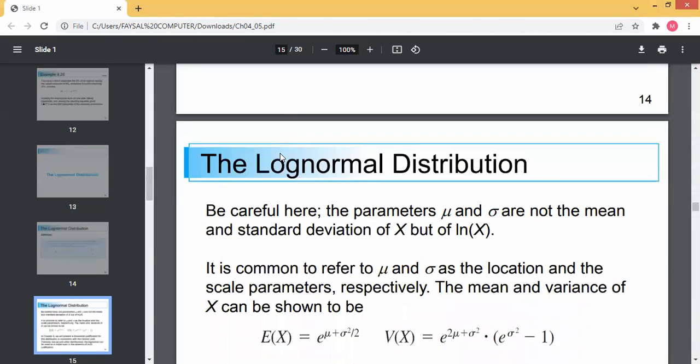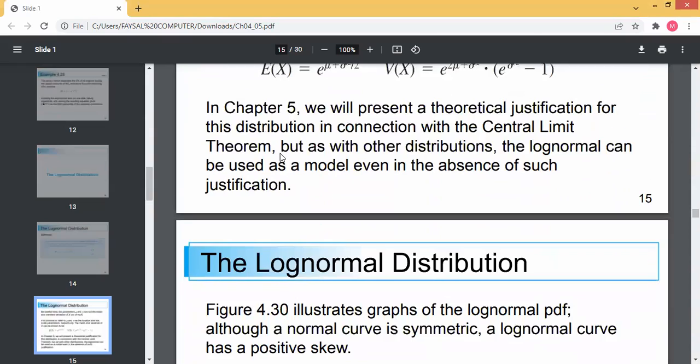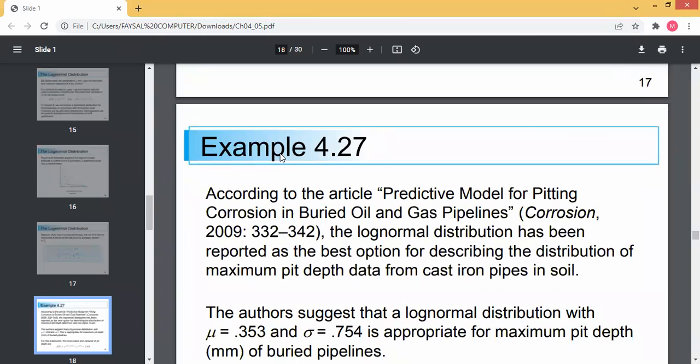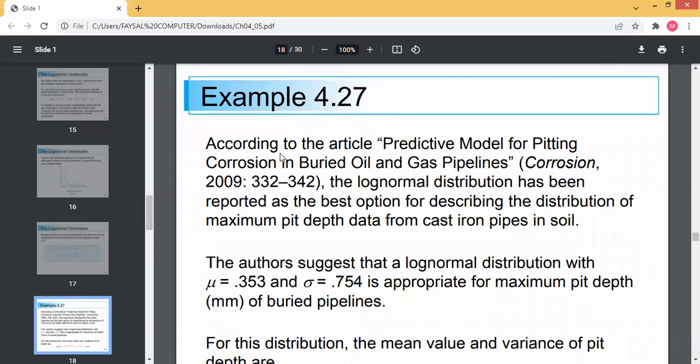So to this, we have to go to the numerical. Yes, this one. Example 4.27.